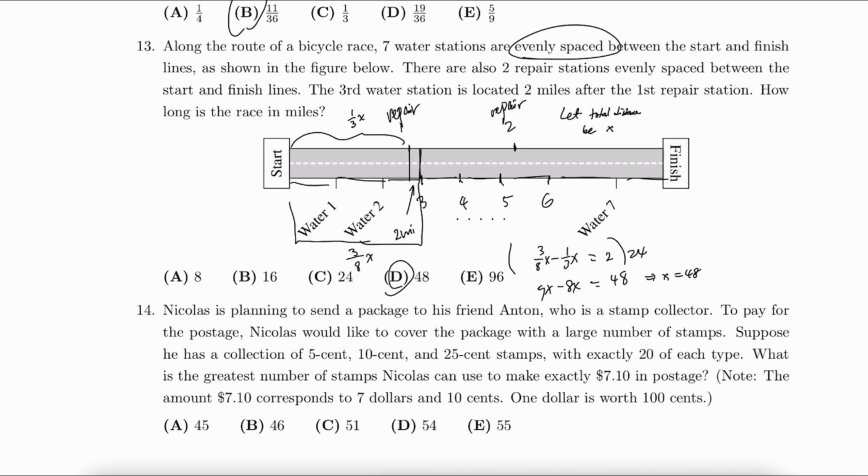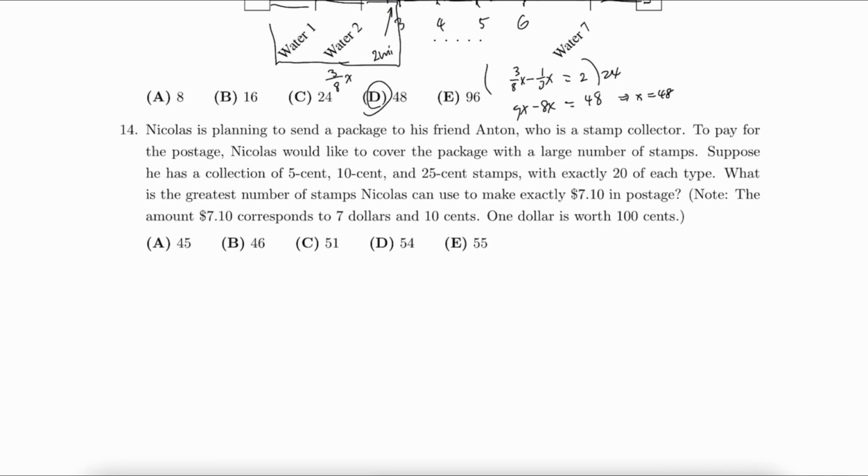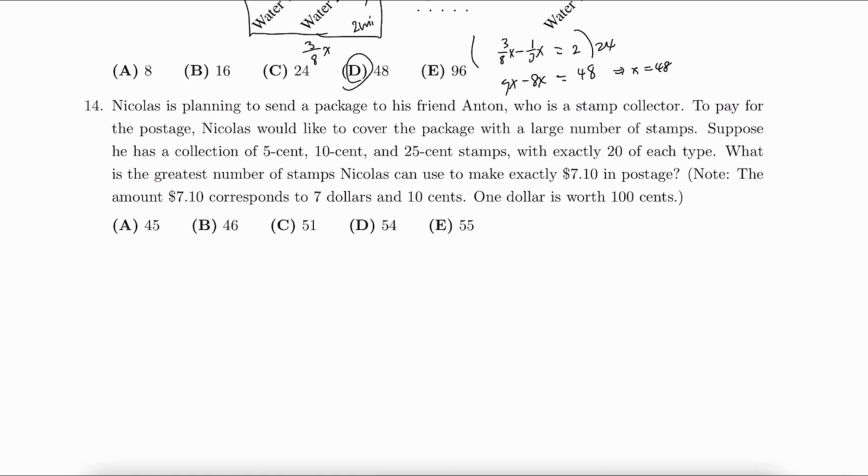All right, number 14. Number 14 says, Nicholas is planning to send a package to his friend Anton, who is a stamp collector. To pay the postage, Nicholas would like to cover the package with a large number of stamps. Suppose he has a collection of 5 cent, 10 cent, 25 cent stamps with exactly 20 of each. What is the greatest number of stamps Nicholas can use to make exactly $7.10 in postage? Corresponds to $7.10, so 710 cents basically. Wow. He must be covering that package, man.